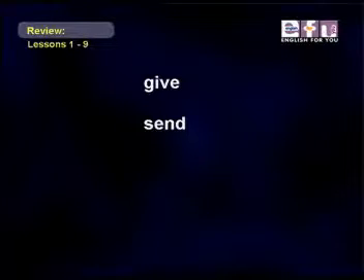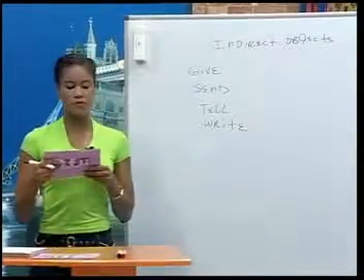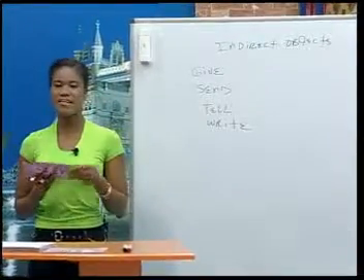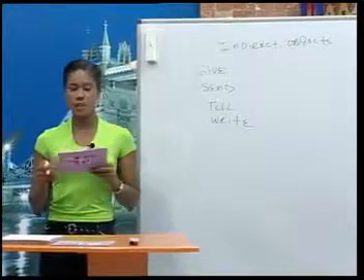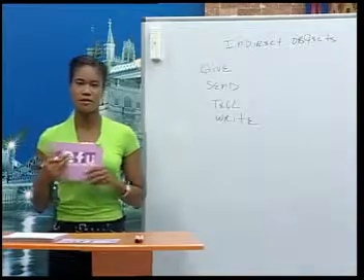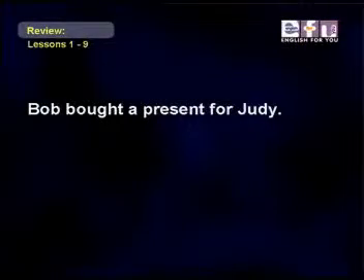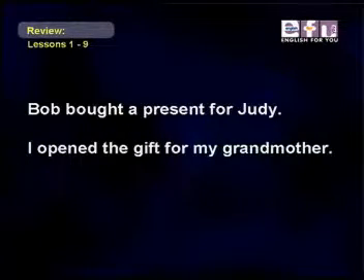send, tell, or write. Okay, with some verbs, for is used with the indirect object. With these verbs, the indirect object follows the direct object. Let's look at these examples. Bob bought a present for Judy. I opened the gift for my grandmother.